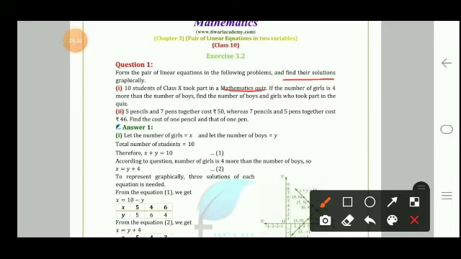Let the number of girls be x and let the number of boys be y. The total number of students is equal to 10. So according to the question, we can write x plus y is equal to 10. Also it is given that x is equal to y plus 4, that means the number of girls is 4 more than the number of boys. Now we have to represent this graphically, so we'll form the table.